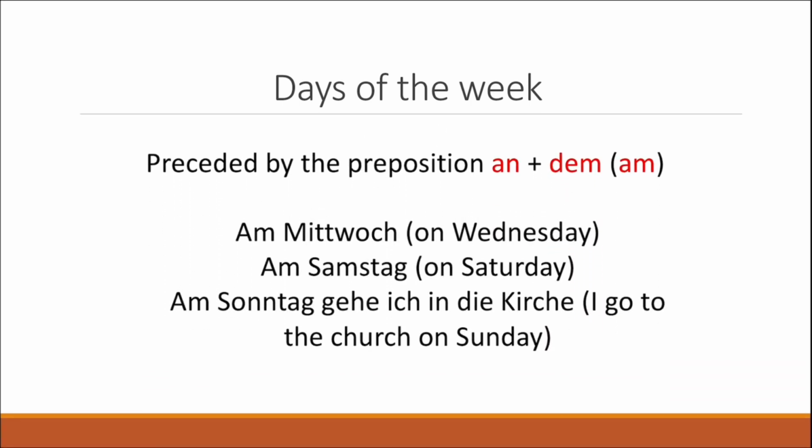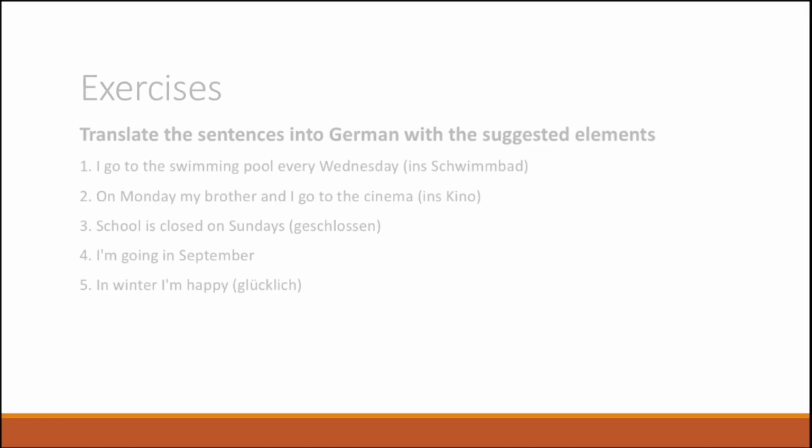In order to say on Wednesday, then we would say am Mittwoch, or simply an dem Mittwoch. On Saturday means consequently am Samstag, and if we would like to build a sentence, then we would say am Sonntag gehe ich in die Kirche, which means that I go to the church on Sunday. So knowing which preposition we use is pretty important.